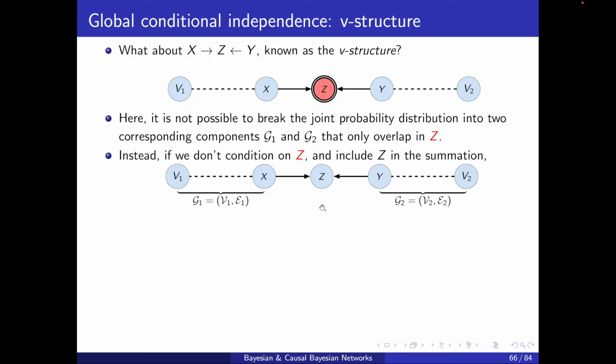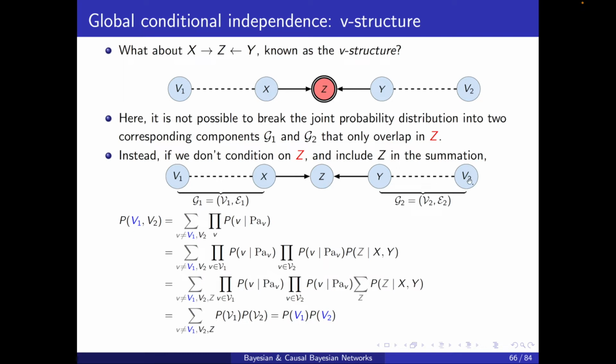So, back to our problem. Now, if we don't condition on Z, what will happen? Can we show that the two, V1 and V2, will become independent? Okay, so if I have P of V1 and V2 not conditioned on Z, I can do the factorization after including all of the variables. I'm marginalizing them out, and then I can just do the Bayesian network factorization, and then I will separate some terms out. So I will keep V here for all of the set V1.